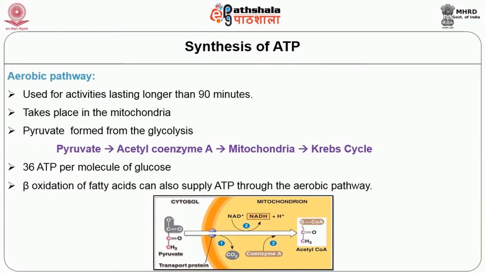Through this pathway, there are 36 ATPs which are produced per molecule of glucose, and because of this it is considered to be a very important and effective pathway to be maximized on to ensure availability of ATP to the working muscles.